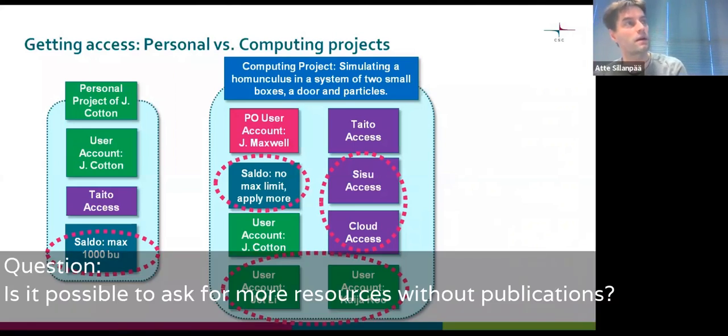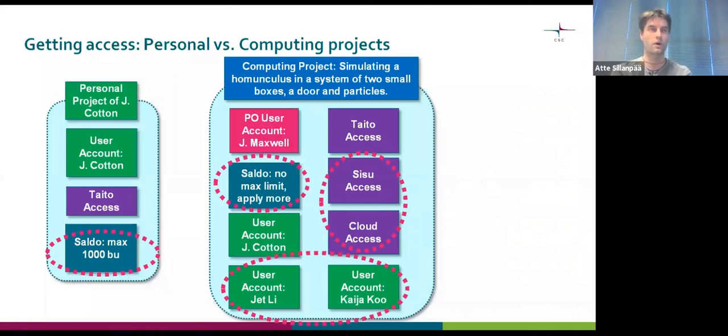Yeah, okay, so there is a question whether it's possible to ask for more resources without publications. Yes, it is. It could be that the resources run out, or the publication is being peer reviewed. The idea is that using resources aims for publications, and if the project has used a huge amount of resources and no publications come out, then we start to ask, okay, where did the resources go? But if you have a good explanation, then it's fine. So it's not a requirement.